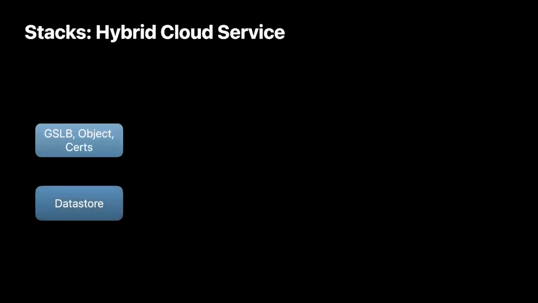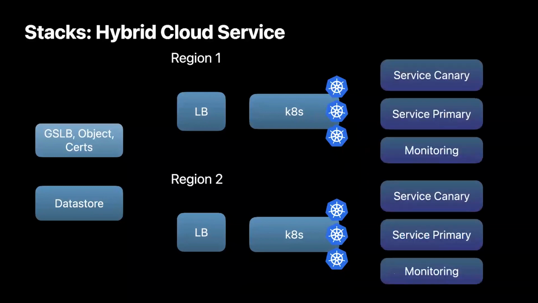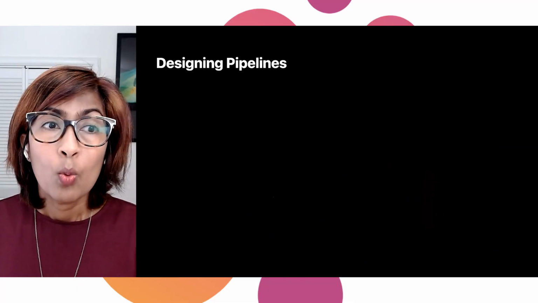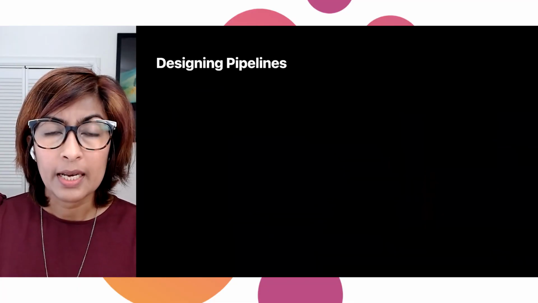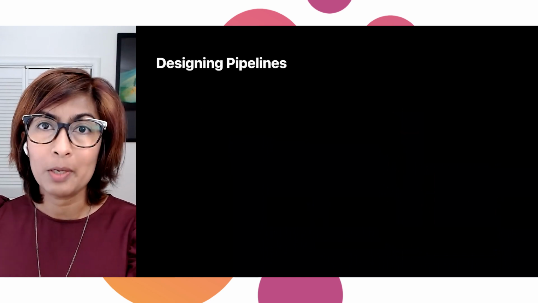For hybrid cloud service, the GSLB and the data store have their own stacks. The regional load balancers and the Kubernetes clusters have separate stacks for each region. And the service has even more stacks, with canary and primary in each region. Once teams have their programs and stacks, they actually have to think about how to orchestrate them in continuous deployment pipelines.